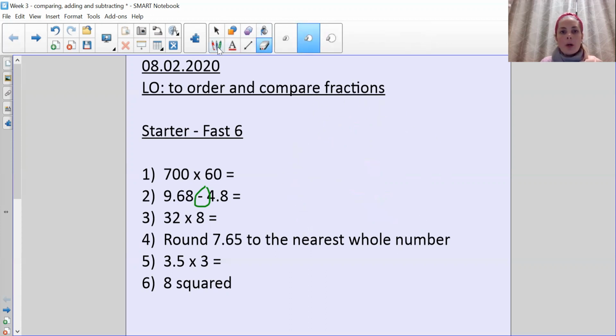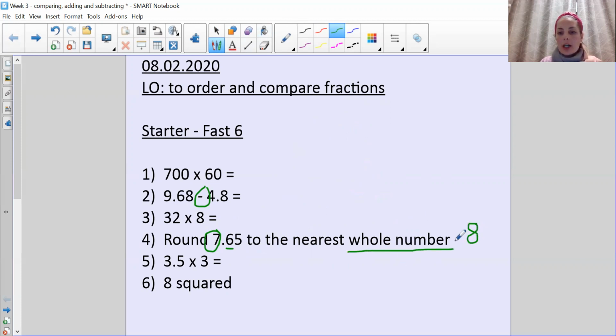Right, round to the nearest whole number. So I use my little rhyme. Find the number. Here is my whole number, and I underline the number next door. 6 is greater than 5, so I'm going to round this number up. So it's going to become an 8, and that is all I want because I just want a whole number. I don't put a decimal in there because then you've given me a decimal number. I just leave it as 8.